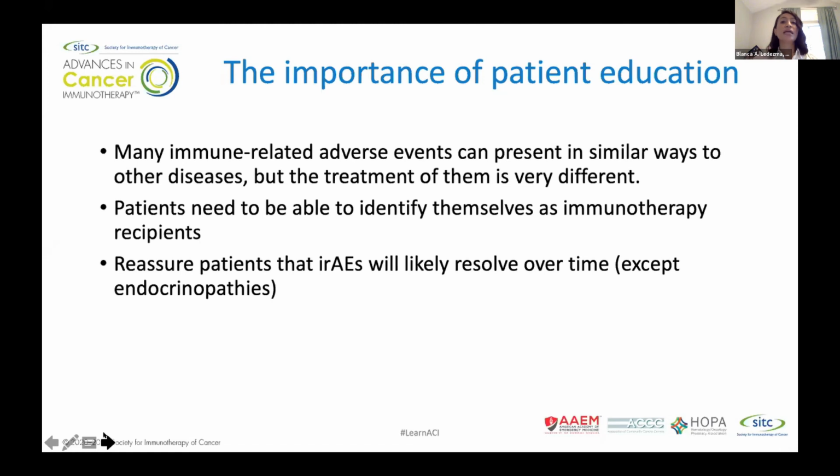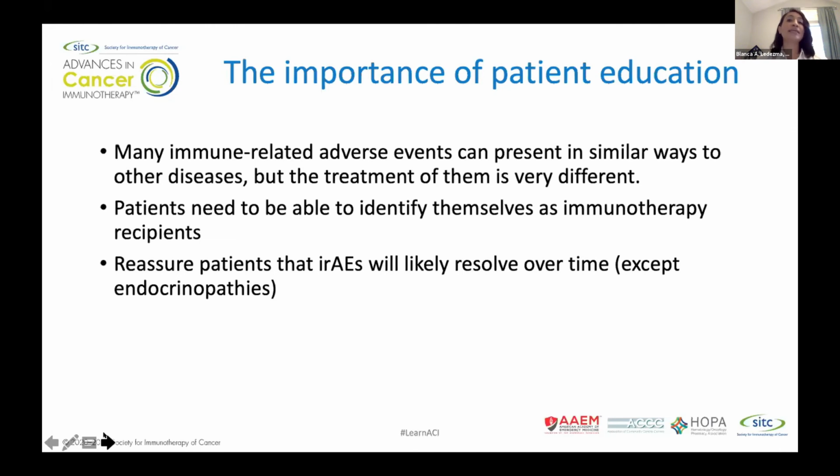Oftentimes we see patients in the infusion center getting something in the arm and they always say, I'm getting my chemo. It's really important that they have a basic concept of what they're getting: an immunotherapy and not a chemotherapy. That is such a critical piece, that they have a basic understanding of the mechanism of action. It doesn't have to be in-depth, but something basic, so that when they are seen by another provider or in the emergency department, they can verbalize what treatment they're getting.